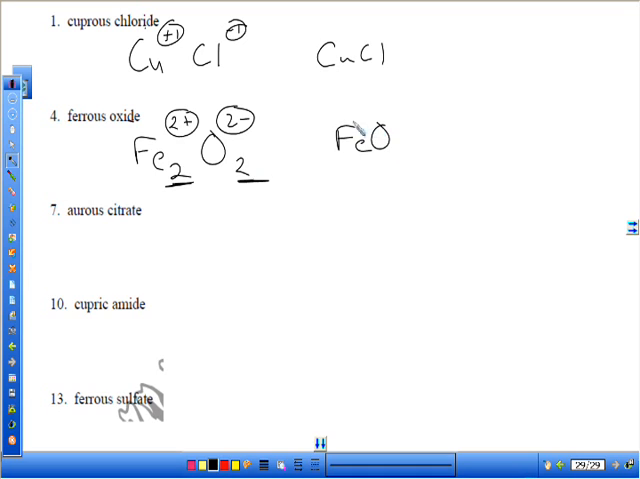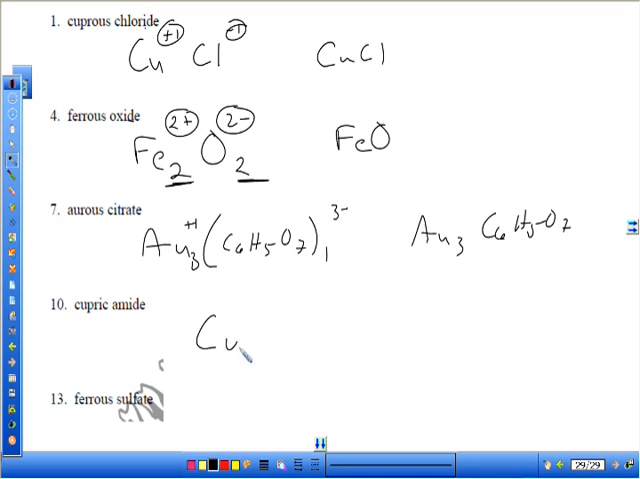So we go FeO. Aurous is Au, or gold, which could be +1 or +3. O be low. Then citrate, ATE, tells me that it's a polyatomic, so I need to look on my polyatomic sheet for citrate. Alright, we're going to crisscross, 3 to 1. There are going to be 3 golds to neutralize out this.